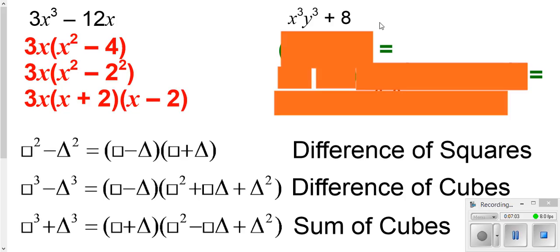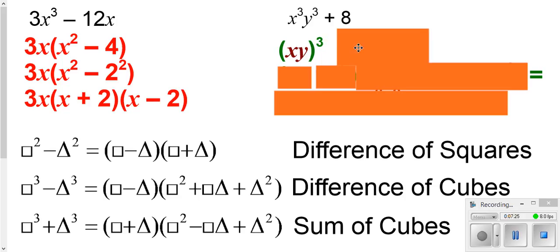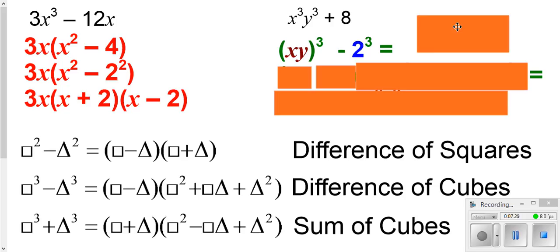Top right here, there is no greatest common factor. However, we have two terms, so we want to see if it's a special. Now we have cubes here, and we have a plus. So it's possible it'll be sum of cubes down here. But let's write it in this form. What's being cubed in the beginning? Well, what's being cubed is an xy. That's all being cubed. What's being cubed in the end? Well, that's a 2 that's really being cubed. And I notice I have a mistake here, so just a second.